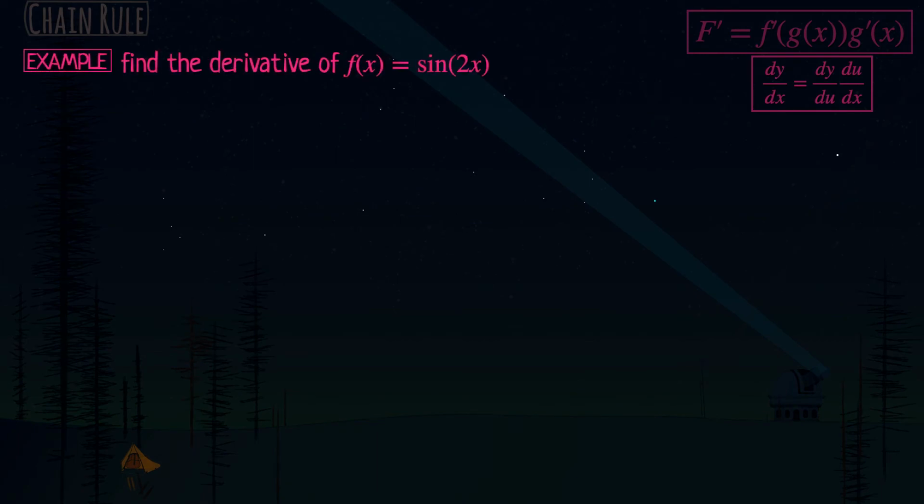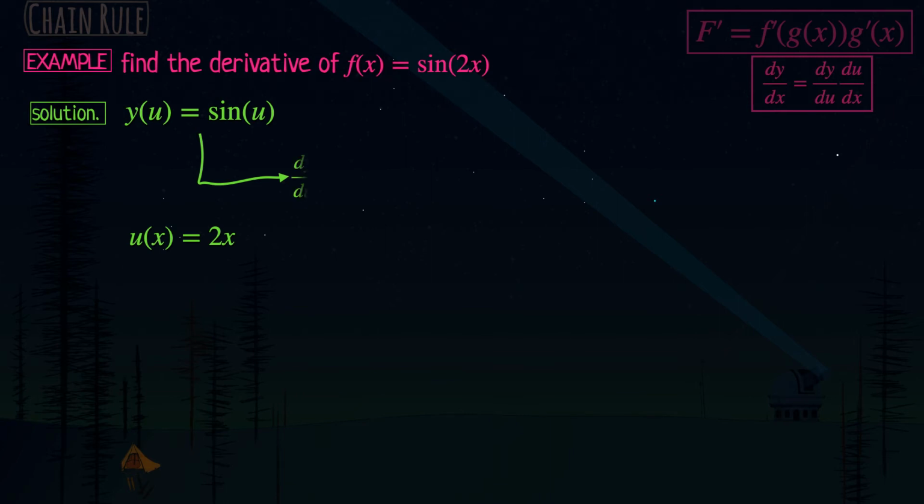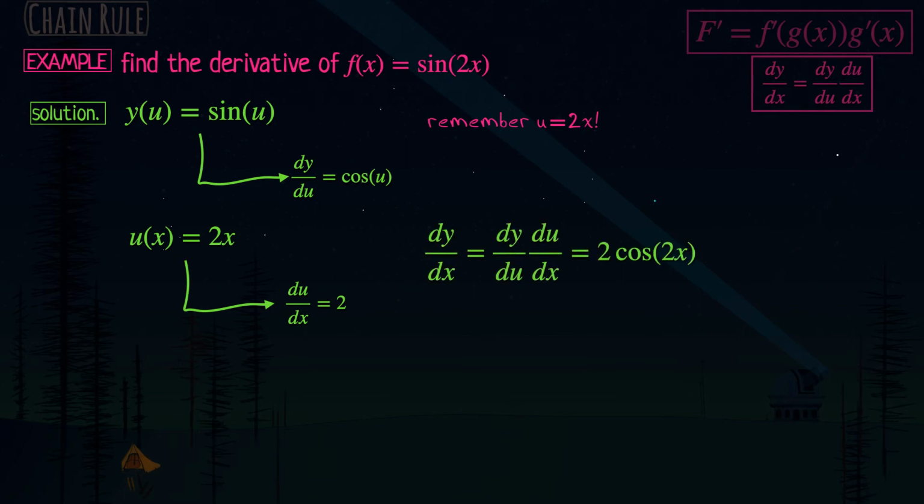Find the derivative of sine of 2x. Again, y of u is the outside, sine of u, and its derivative is going to be cosine of u. u of x is the inside, 2x, and the derivative is 2. When we multiply those, we get dy dx. So dy dx is dy du times du dx.